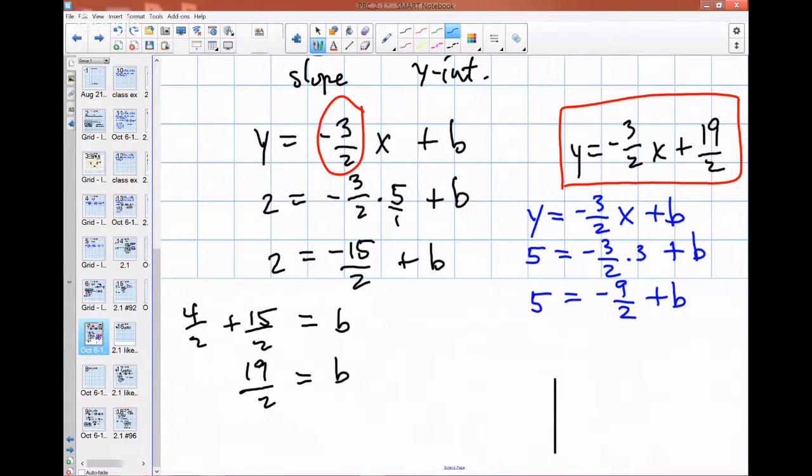Then we would add 9/2 to both sides. And this is what? This is 10/2 here. And when you add 9/2 to 10/2, you get 19/2, exactly what we got when we did it the other way. And so again, that will always work.